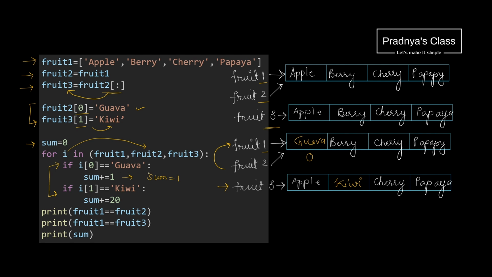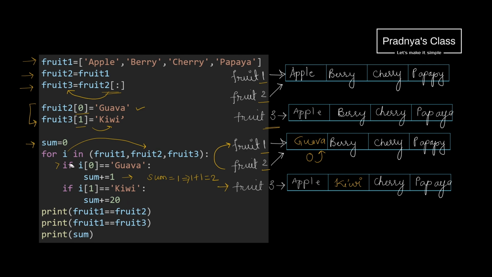I of 0 is equal to guava. Yes, it is. Fruit 2 and fruit 1 lists are the same. And look at this 0th index. Yes, we have guava. So the value of sum will get incremented by 1. Now it will be 2. What's the next condition? I of 1 should be kiwi. It is not getting satisfied.